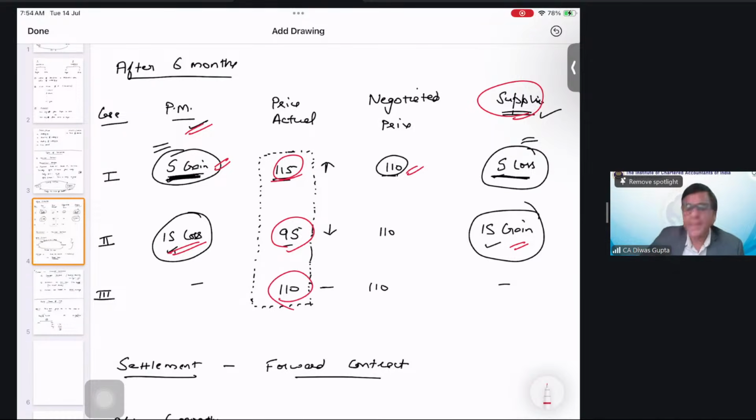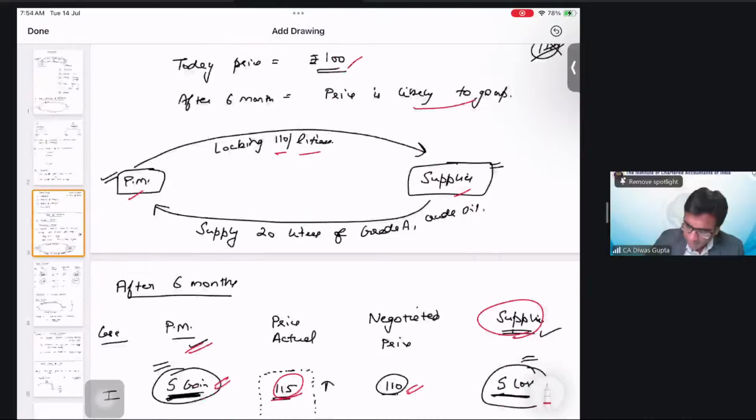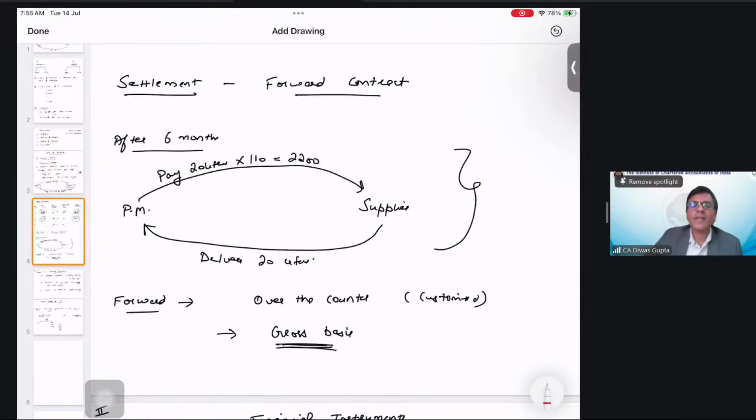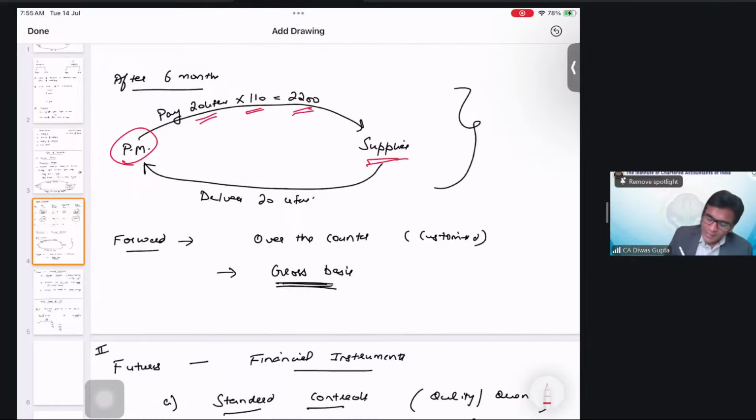And in case, let's say the actual price is as good as 110, so that means there is no gain, no loss. Whatever is the forward contract that will get executed, students. I hope this is clear. Now let's talk about settlement of a forward contract. Now after 6 months, since this is about to take the deliveries and pay the amount, so procurement manager will pay 20 liters equivalent of 110, which is 2200 to supplier, and supplier will deliver 20 liters of crude oil to procurement manager. Since this is a forward contract, this is over the counter. That means it is customized and it is settled on gross basis.